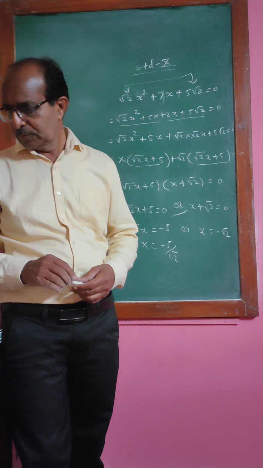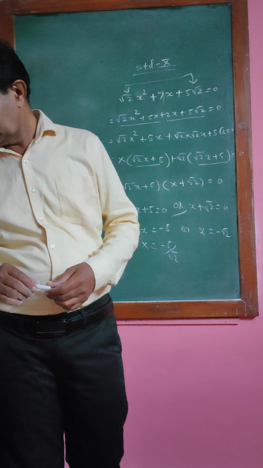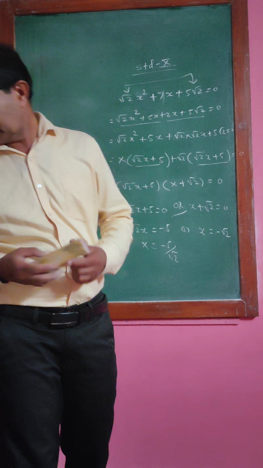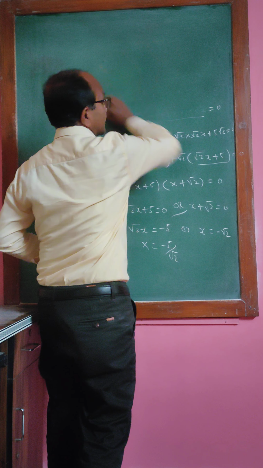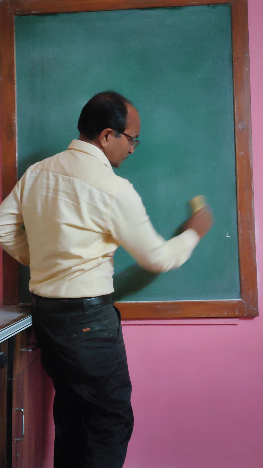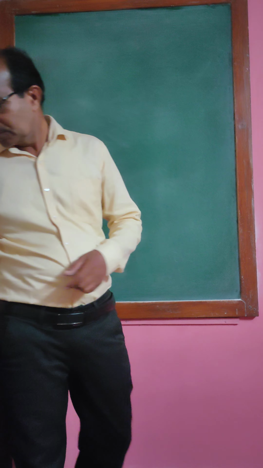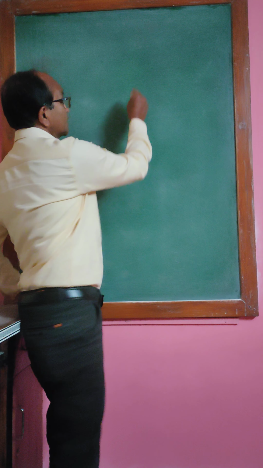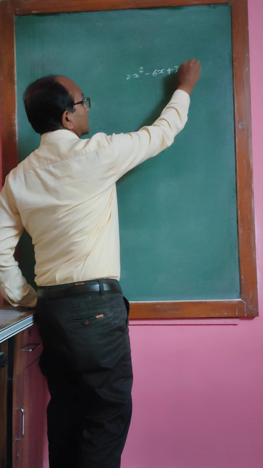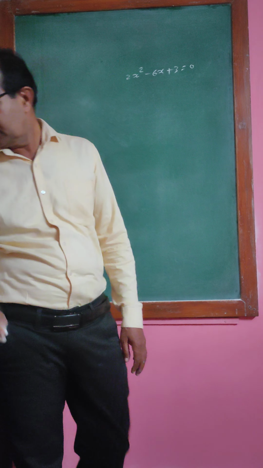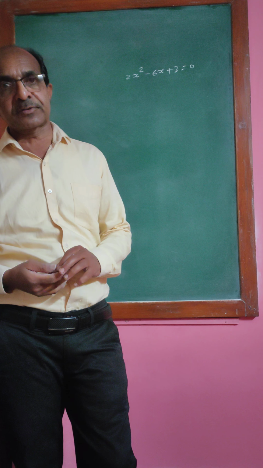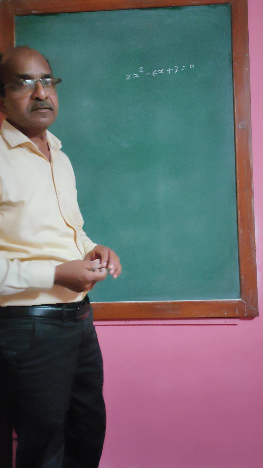Now another example: find the discriminant of the quadratic equation. The equation is given: 2x square minus 6x plus 3 equal to 0. For the given quadratic equation, we have to find the discriminant and hence find the nature of its roots.